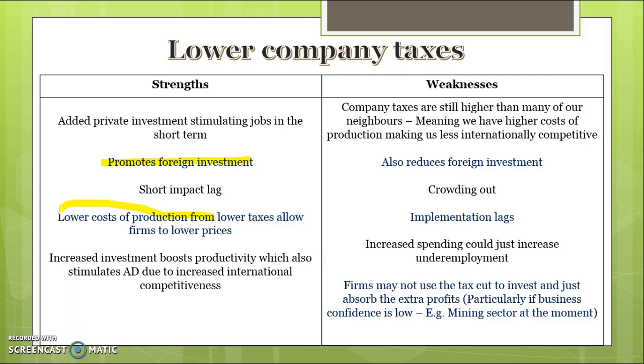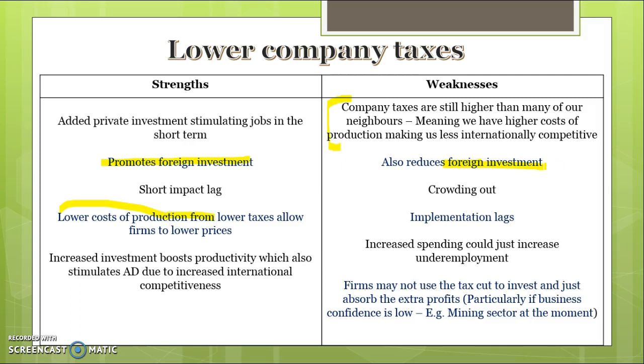In terms of weaknesses, if you're analysing the weaknesses of our recent company tax cuts, one, which we talked about in class, is that we still have higher rates than countries overseas. So even though we're reducing them, we're still less competitive than a lot of overseas countries because of our higher tax structures. It also means that there's not that much incentive to boost foreign investment, given that our tax rates are still higher than what they are overseas.